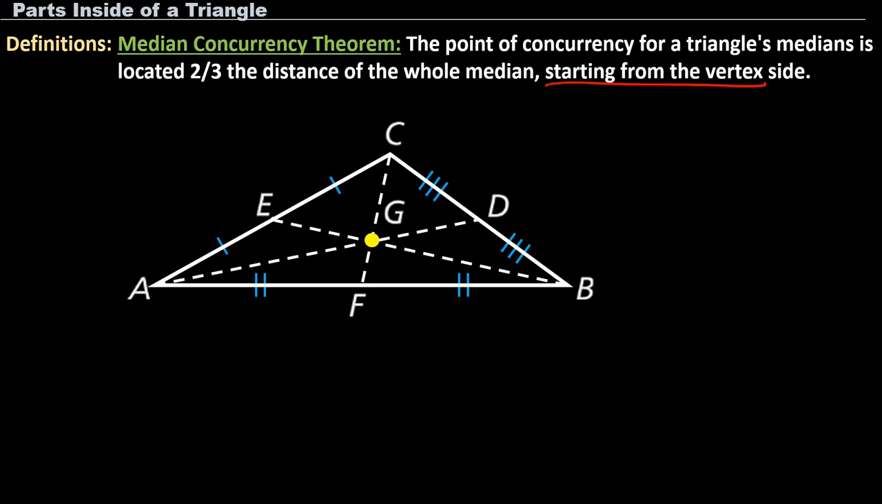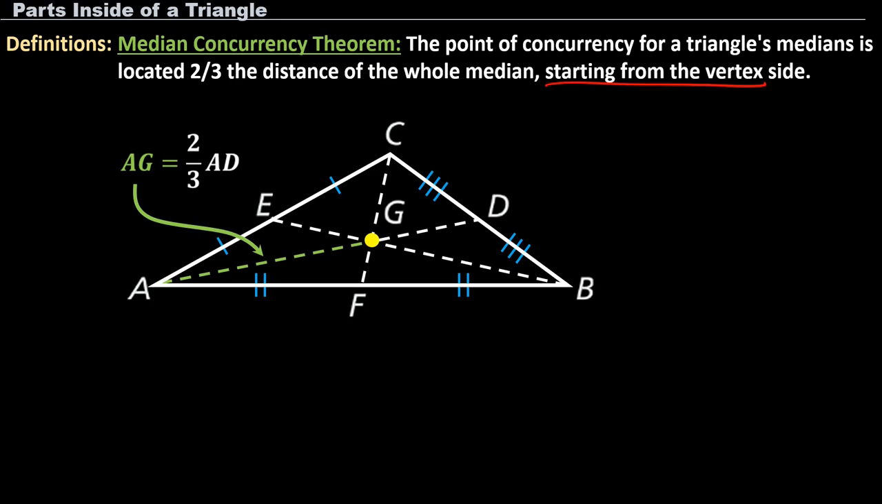So then what this is saying is that the point of concurrency for a triangle's medians is located 2/3 the distance of the whole median starting at the vertex side. So this AG segment right here, by definition, is 2/3 the length of the whole AD side. So A to G is 2/3 of AD. It is the AD length times 2/3.